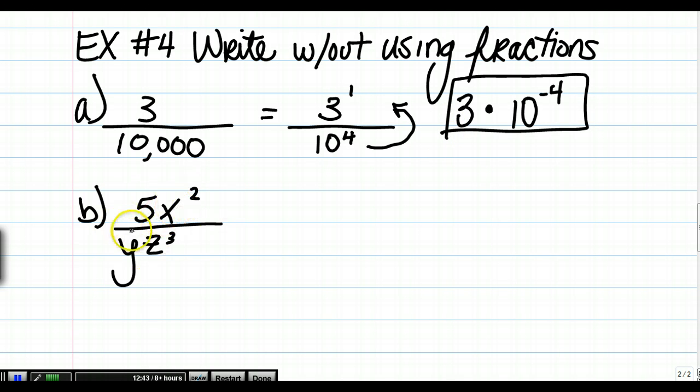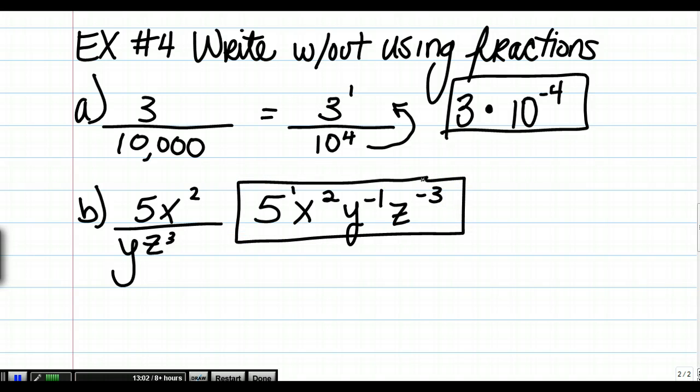Let's look at this one then. This one's okay. The 5x squared, that's good. That's just 5 to the 1 and x squared. But we need to put this up here on top. So in order to do that, I'm going to make it y to the negative 1, z to the negative 3. And you see how I don't have any fractions anymore, and I call it like all on one line.